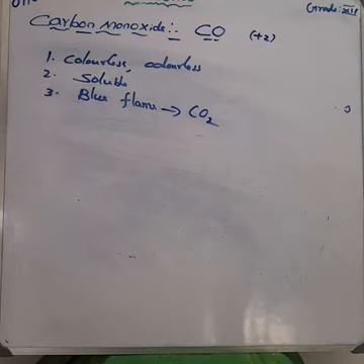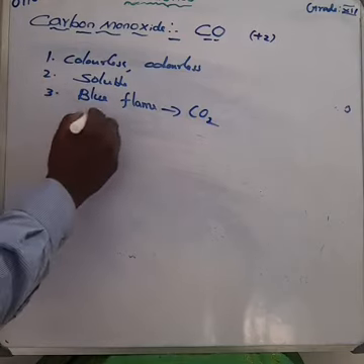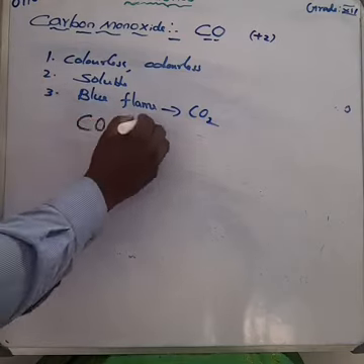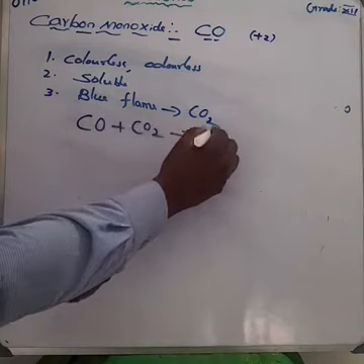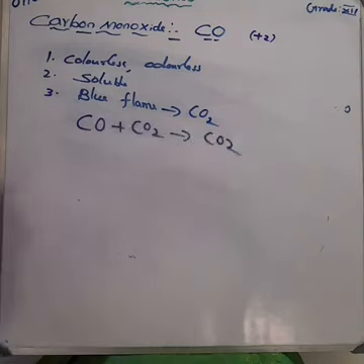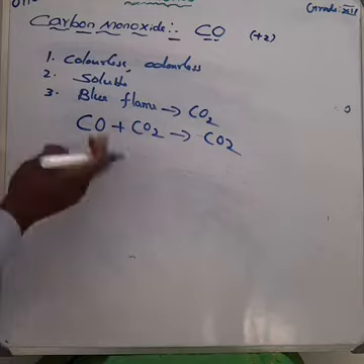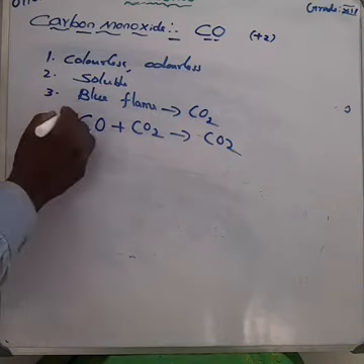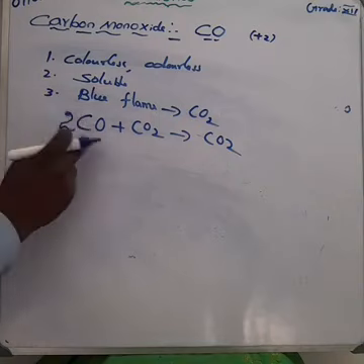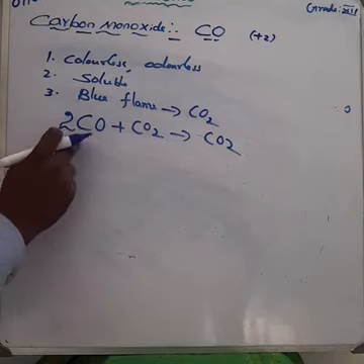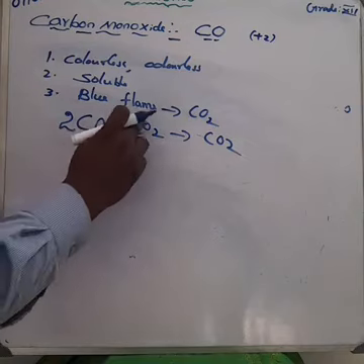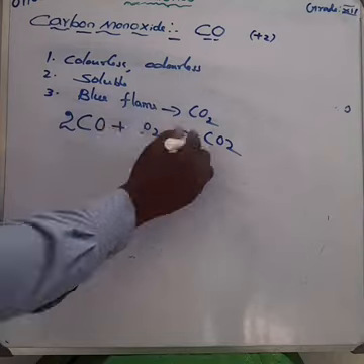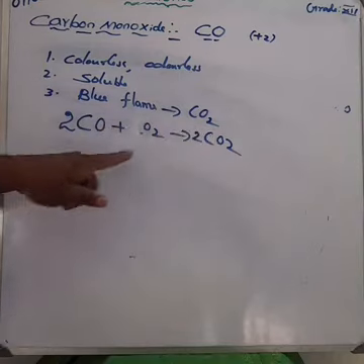What is the formula of carbon monoxide? CO plus O2 gives CO2. How can you balance the equation? On the product side we have 2 oxygen, on the reactant side we have 3 oxygen. So to balance, come to the reactant side and change it to 2CO. 2CO plus O2 gives 2CO2. The product side is 2. Now the equation is balanced.